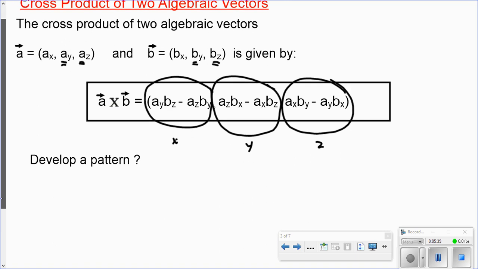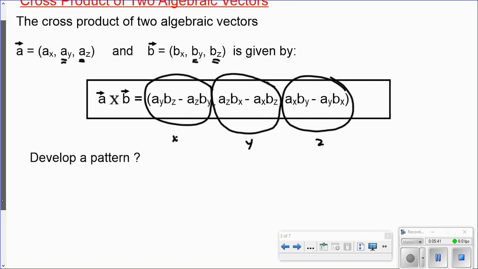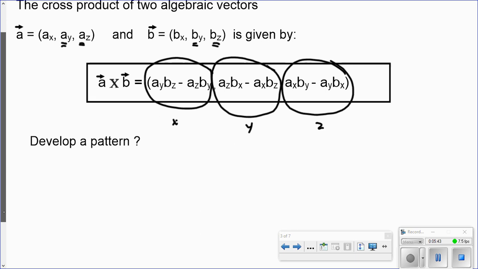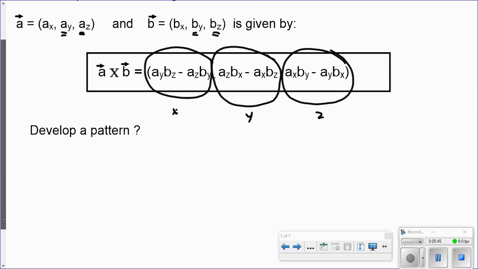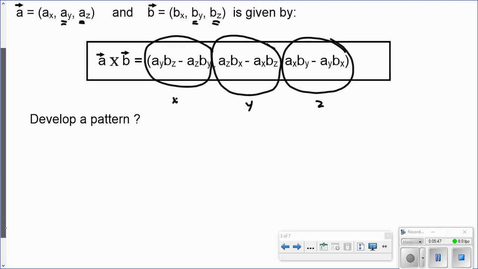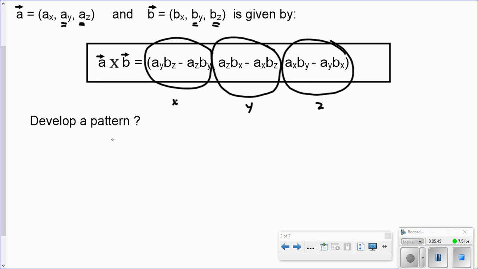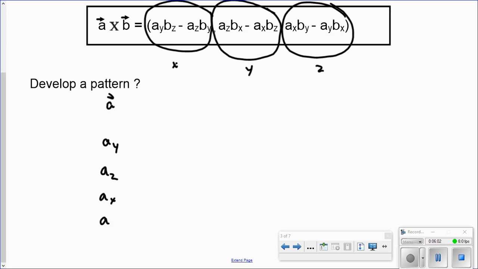A nice, easy way to do it, though, is look for a pattern here. Okay, so here is the pattern that we try and do, and I'm going to explain it to you here. So if I have a vector A, I'm going to write my vector A like this. I'm going to write my second component, and I'm going to write it in a column. I'm going to write my Z component, I'm going to write my X component, and I'm going to circle back to my Y component. Okay, I'm going to write this in a column.